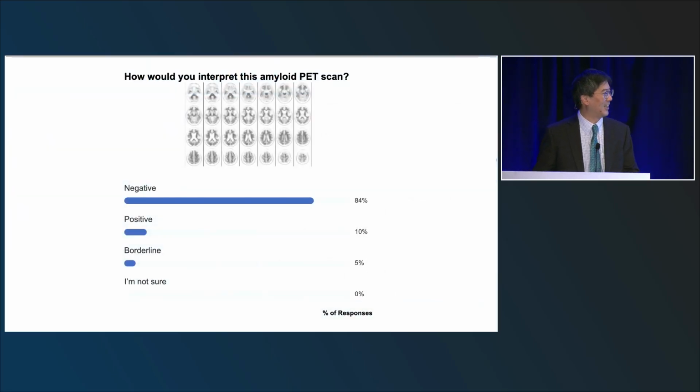All right, here's the audience response. Excellent job, everyone. 84% said negative. We have good white matter appearance in all the regions. So for this particular tracer, which is Florbetaben, that would be temporal, occipital, frontal, and parietal regions. You do evaluate the occipital region with this tracer.